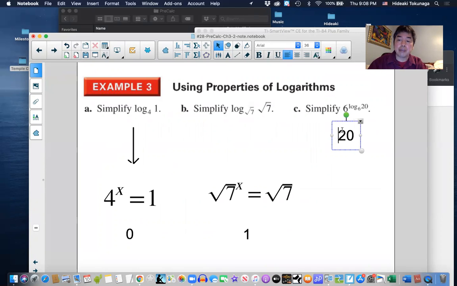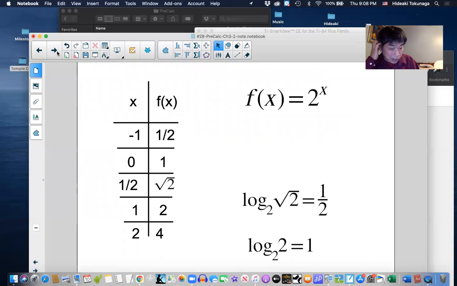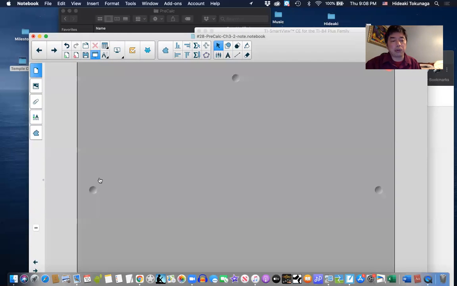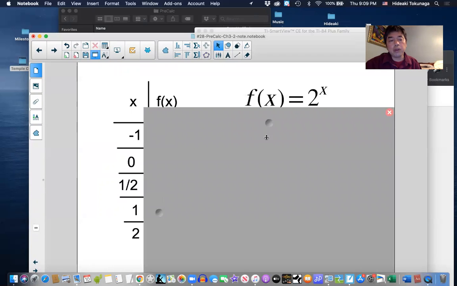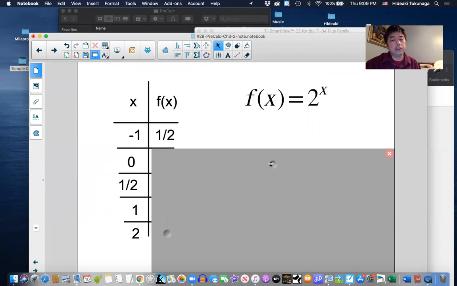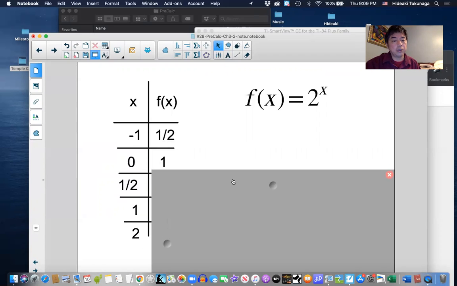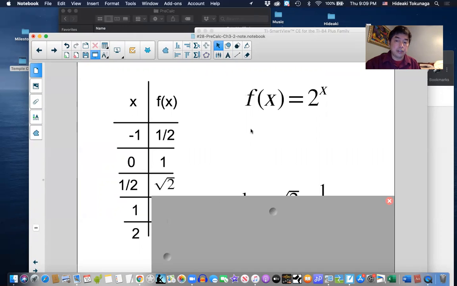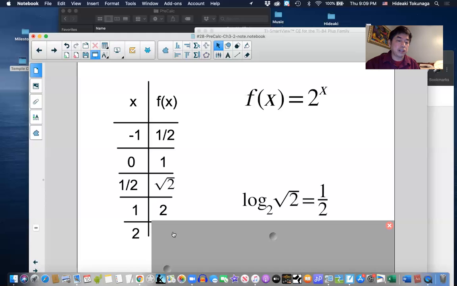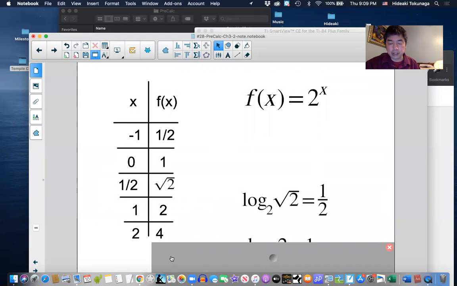So let's see if I can prove that. But prove means we use a similar example. I use exponents of base 2, so you might be familiar with them. 2 to negative first power is 1 over 2. 2 to the 0th power is 1. 2 to the half power is square root 2, right? 2 to first power is 2. 2 to second power is 4. 2 to the third power is 8. So now you remember this.